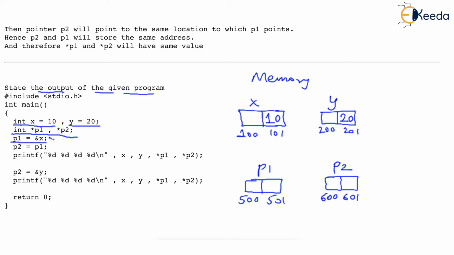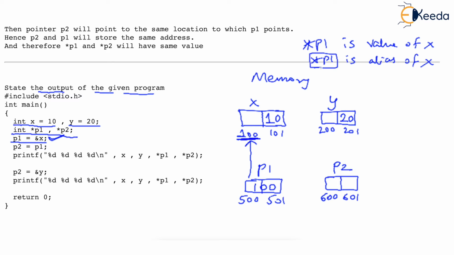The next two lines. Sorry, let's read only this line which I am ticking. P1 is equal to &x means P1 stores address of x, and the address of x is 100. So P1 stores 100. Now we say P1 points to x. And we also know *P1 is value of x, or *P1 is alias of x. That is, wherever you see *P1 written, you can assume that x is written over that place because *P1 is same as x.